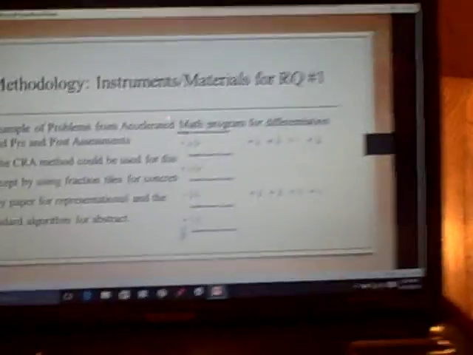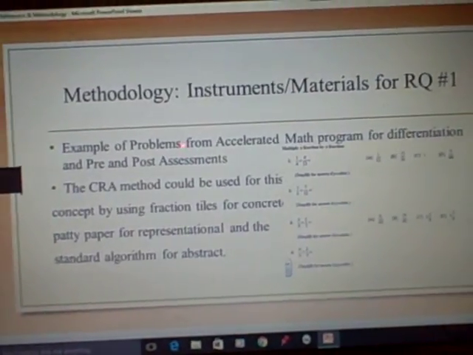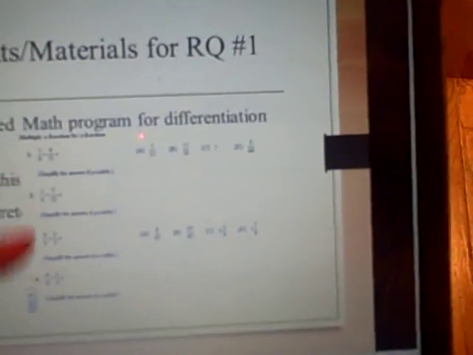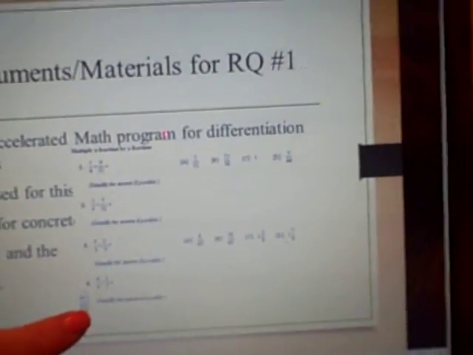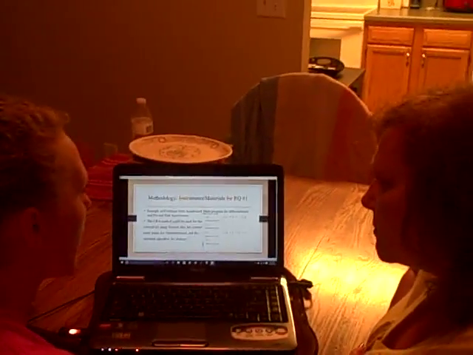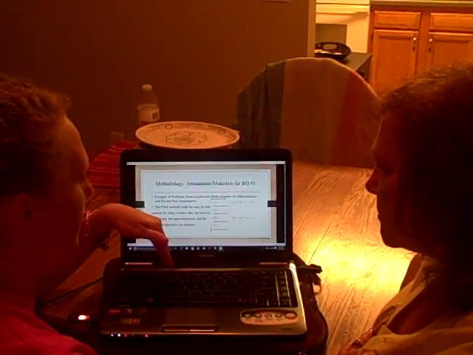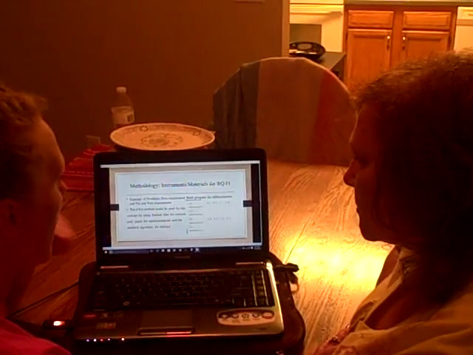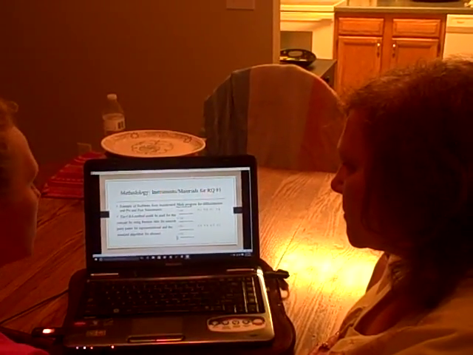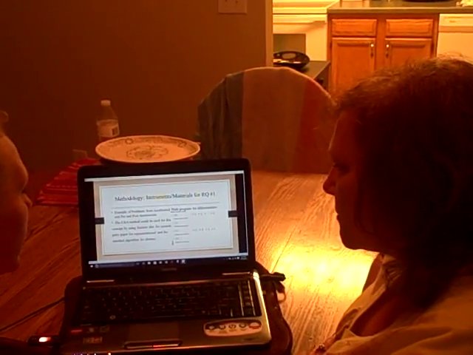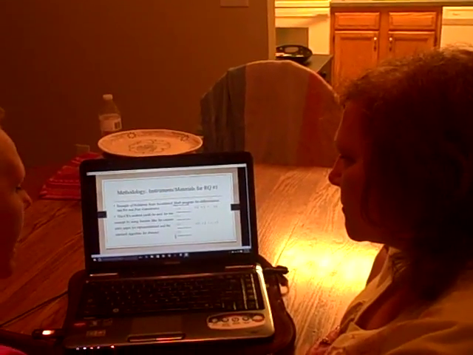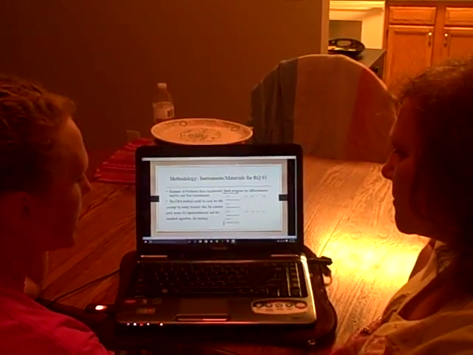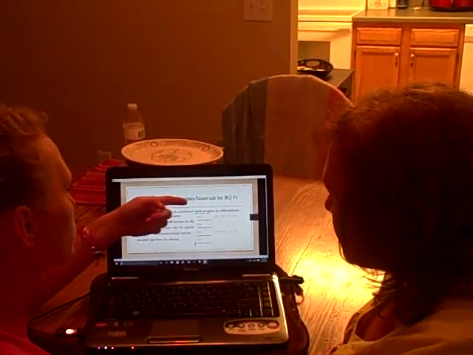Here are some examples of problems from the Accelerated Math program for differentiation and for the pre and post assessments. These questions are very abstract, multiplying a fraction by a fraction, but I can take these problems and use specific manipulatives that help make them more concrete and representational, and then they move to solving it abstractly. The CRA method could be used for this concept by using fraction tiles for the concrete, patty paper for the representational, and then the standard algorithm for the abstract. Those are the problems that I take.